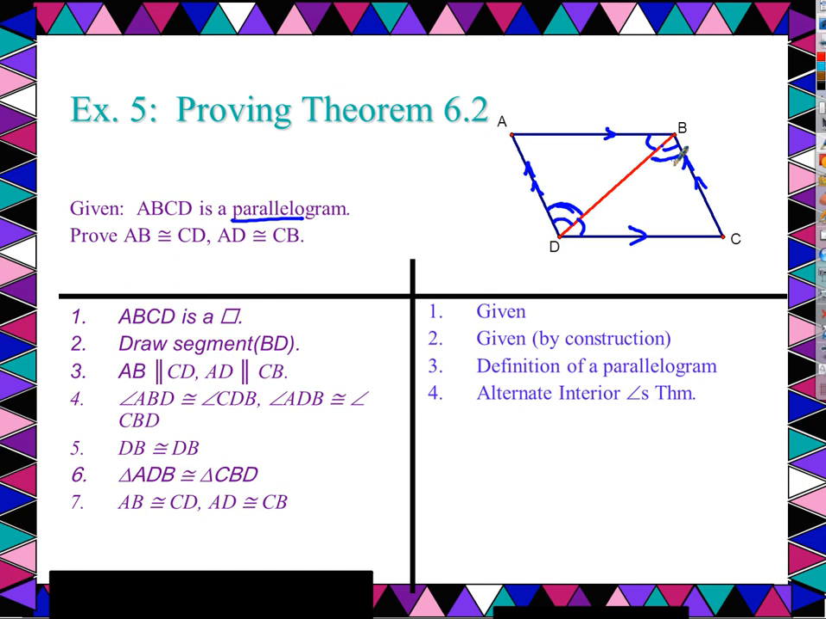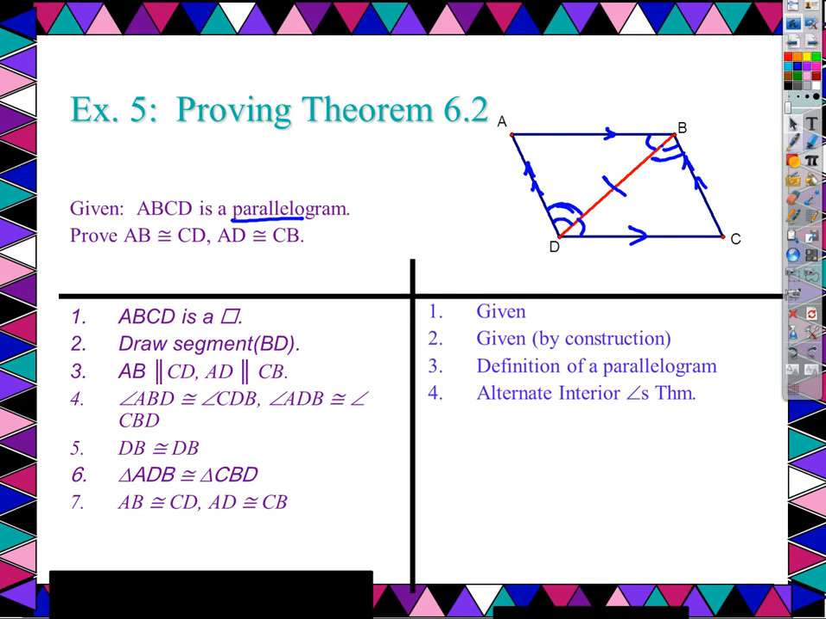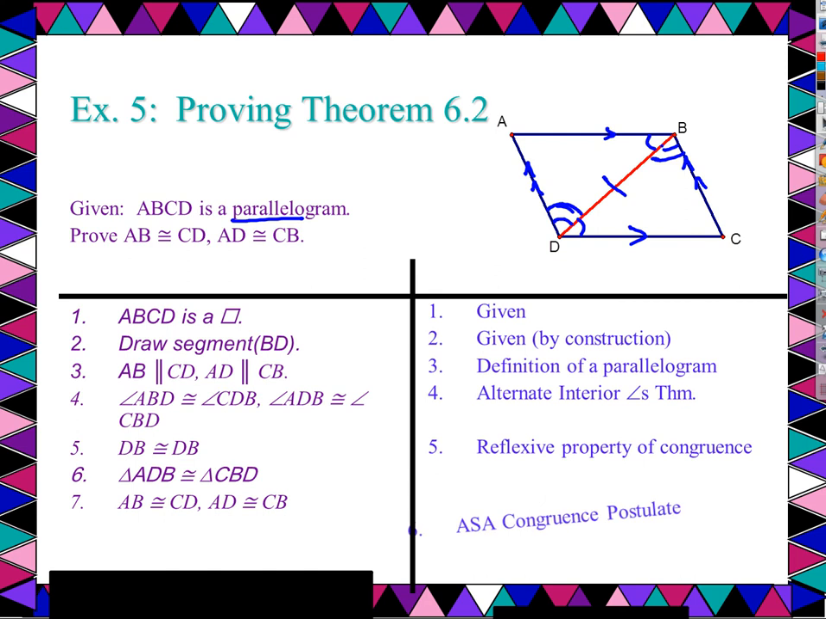Yeah, DB, right? It's a shared side. DB should be congruent to itself. By what property? Reflexive property. Okay, and now we got our 3 congruence marks in each triangle. What's the pattern going to be? Yeah, angle, side, angle. Both triangles. So I know that the two triangles, the top and the bottom one, are congruent. Right? By angle, side, angle.